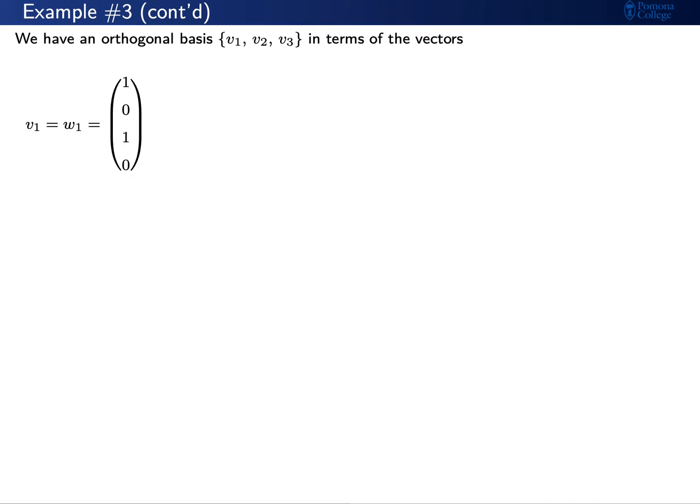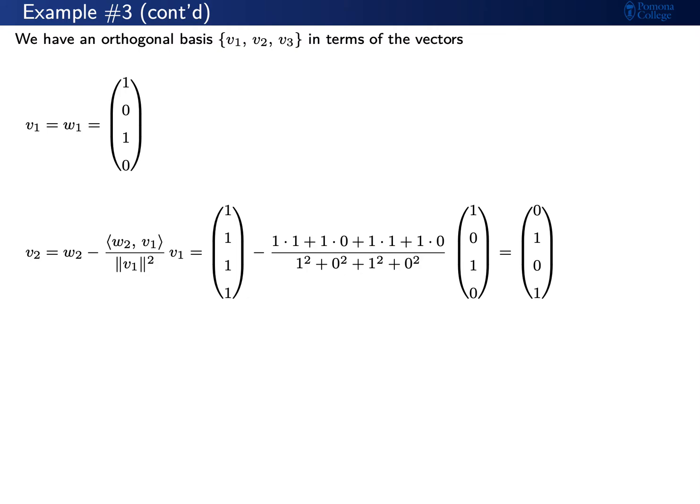v sub 1 is just w sub 1. This is always the case in the Gram-Schmidt process. For v sub 2, we define this as w sub 2 minus a certain scalar times v sub 1. By looking at the way that our vectors were chosen, we see that v sub 2 is now the new vector (0, 1, 0, 1). You'll notice that v sub 1 and v sub 2 are indeed orthogonal to each other. If you were to take the standard inner product of these two, you will recover 0.